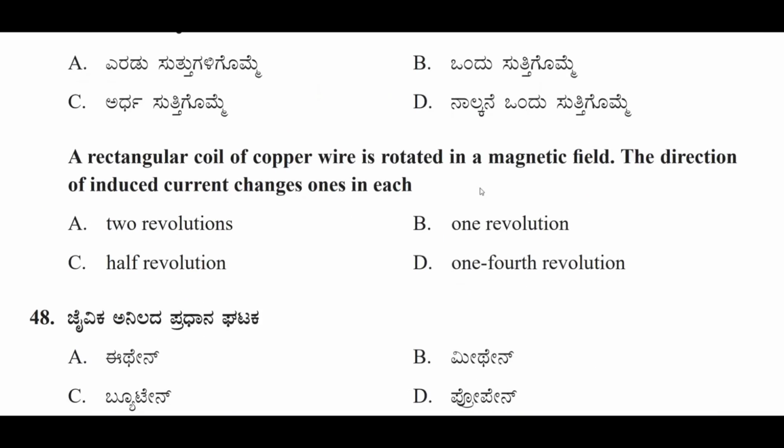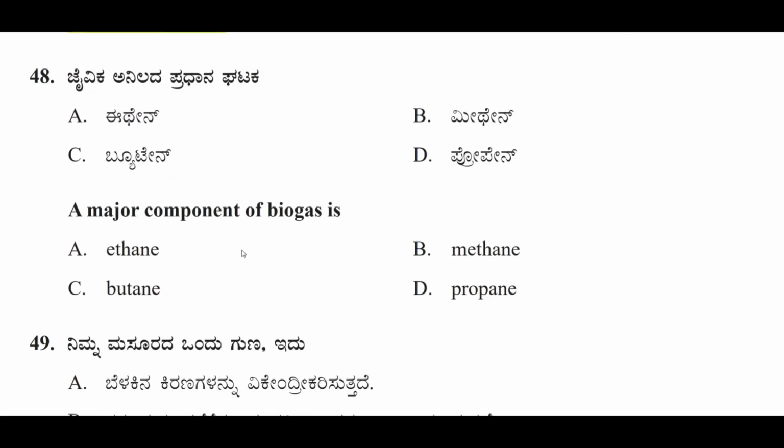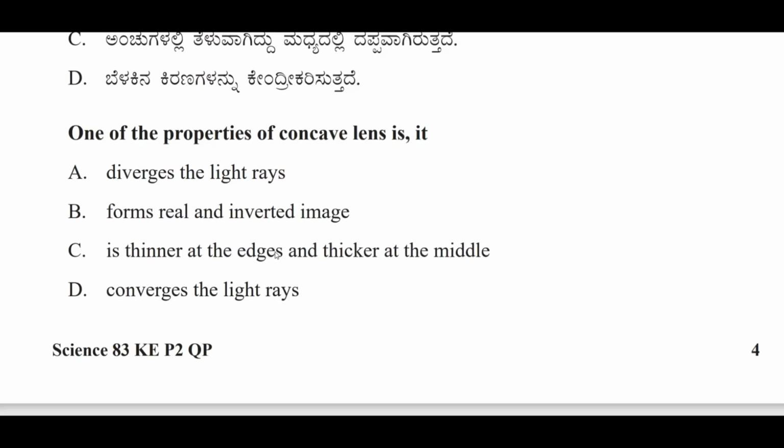Next question. A rectangular coil of copper wire is rotated in a magnetic field. The direction of induced current changes once in each half revolution. The direction of induced current changes once in half rotation. Next question. The major component of biogas is option B, methane. The major component of biogas is methane.